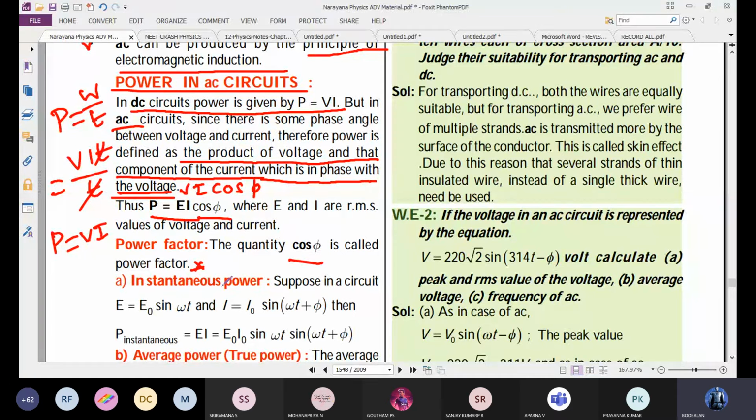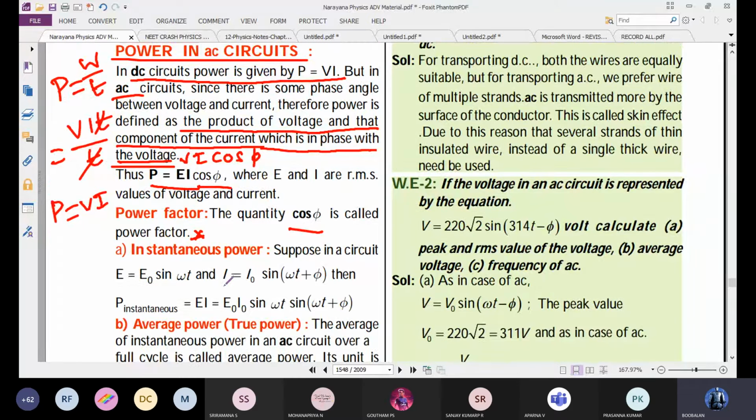Okay, now instantaneous power. So power formula EI, and what is the E value, what is the I value? E value is E naught sin omega t, I value is I naught sin (omega t plus phi). Just apply the values, you will get P is equal to E naught I naught sin omega t sin (omega t plus phi). So finding the instantaneous power.